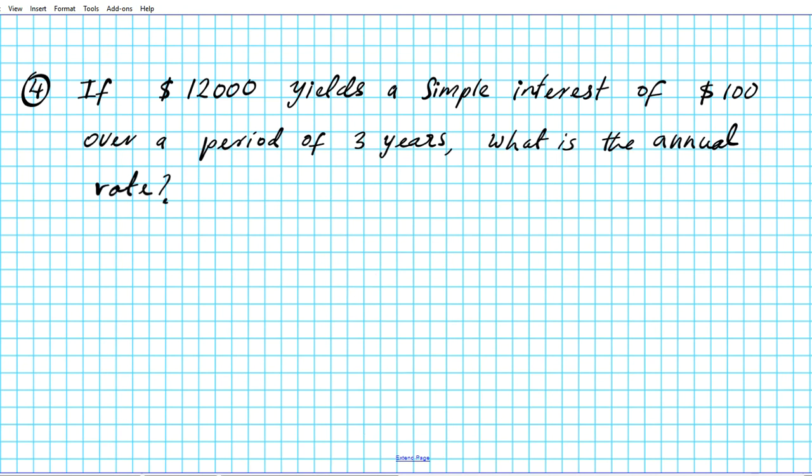What's the annual rate? Alright, let's go ahead and write down our formula again. Simple interest I is equal to principal times rate times time. The simple interest in this case, I, is $100. Principal, the starting amount, is 12,000. The time, t, is 3 years. And the interest rate r is unknown. That's what we're calculating for. Alright, so let's go ahead and substitute what we know and need into the equation.